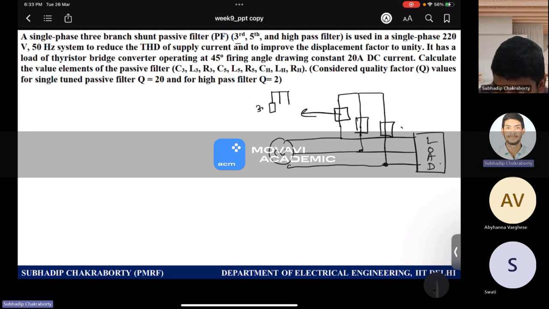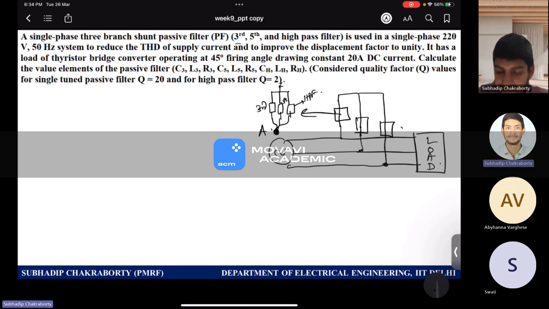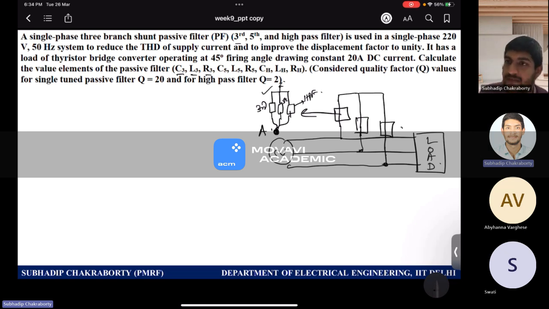So one branch for the third, another for the fifth, and then you have a high pass filter. And these are all connected to one phase, for example phase A, right? Then for phase B, you have a similar arrangement. The third branch is an LC arrangement, and you can see C3, L3, and R3. We want to provide a low impedance path to the third harmonic. That's why we want to minimize the impedance for that particular harmonic. So this branch is designed for that per phase.